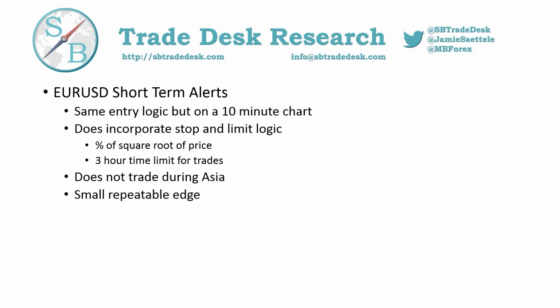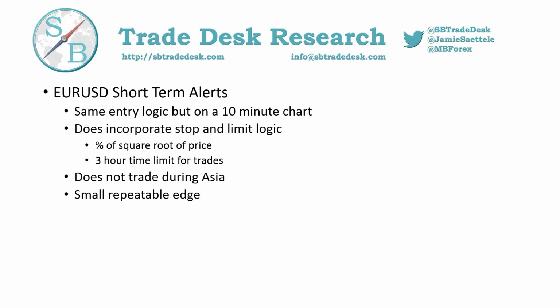One is a percentage of the square root of price. So, right now, Euro's trading 106.92. The square root of that is 103. So 103 pips would be the square root, and we're taking a percentage of that as the stop or limit. That's all, that's where that comes from.